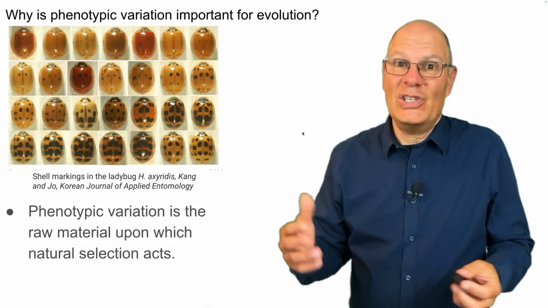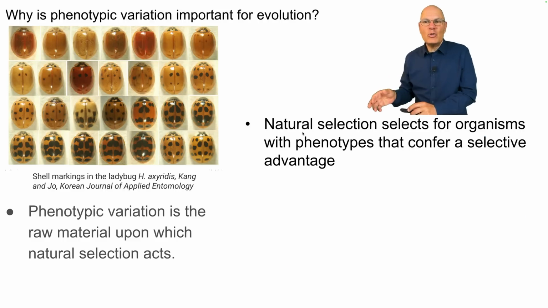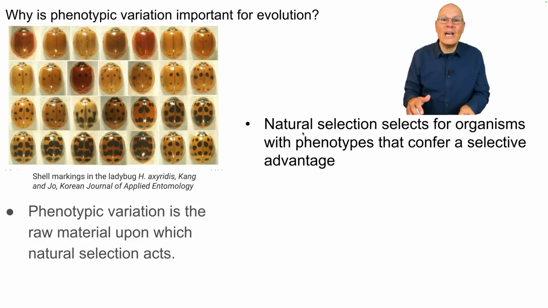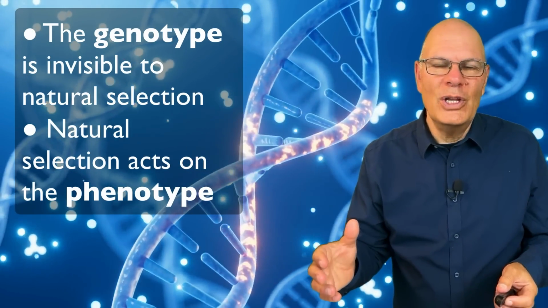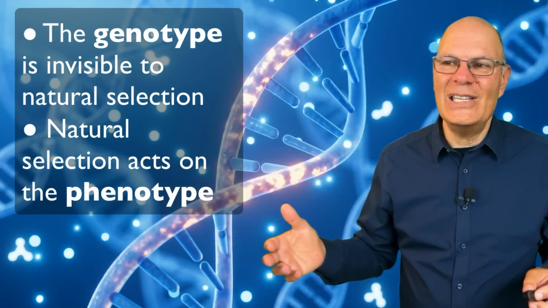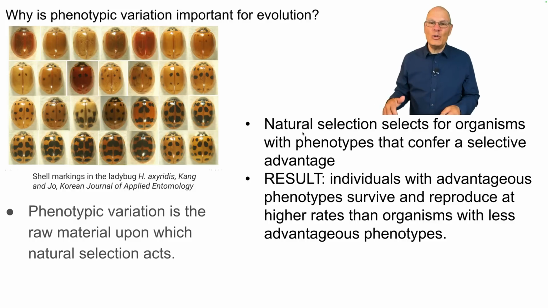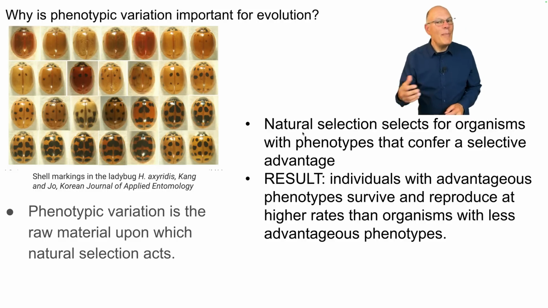Phenotypic variation is essential for evolution. It's the raw material upon which natural selection acts. Natural selection selects for organisms with phenotypes that confer a selective advantage. Remember that the genotype is invisible to natural selection. What natural selection sees, what natural selection acts upon, is the phenotype. The result is that individuals with advantageous phenotypes survive and reproduce at higher rates than organisms with less advantageous phenotypes. Now, as those organisms reproduce, they're passing along their genotype, but that's somewhat of a secondary effect. Natural selection acts upon phenotypes.